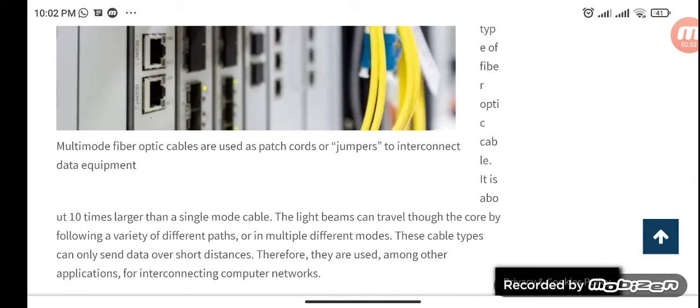Multi-mode fiber optic cables are used as patch cords or jumpers to interconnect data equipment. The core is 10 times larger than a single mode cable. The light beams can travel through the core by following a variety of different paths or in multiple different modes. These cable types can only send data over short distances. Therefore, they are used among other applications for interconnecting computer networks.